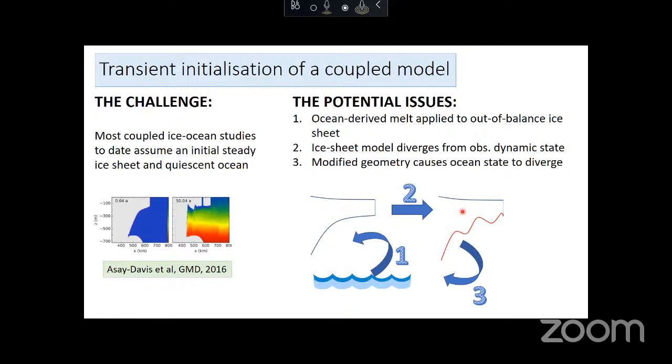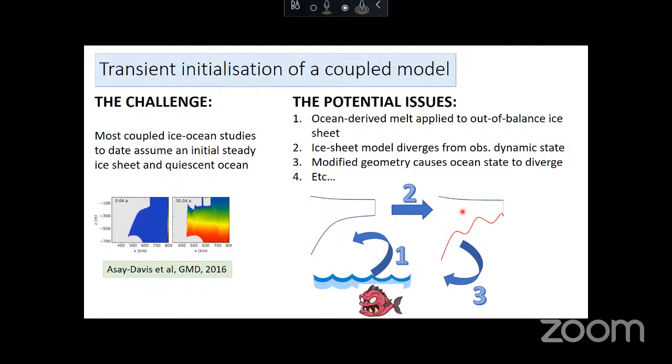So it's really important, in my opinion, when this is done, to try to get the ice and the ocean system in balance with each other, and to respect, as much as possible, the transient evolution and the trends inherent within the actual physical system.